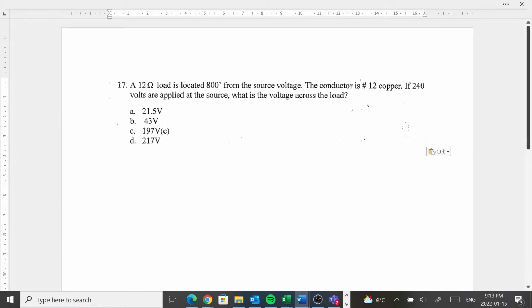All right, we're going to do question 17 from the practice final here. For question 17, we got a load of 12 ohms located 800 feet from the source voltage. So I'm going to start drawing this out a little bit.